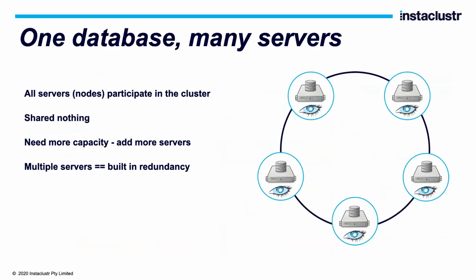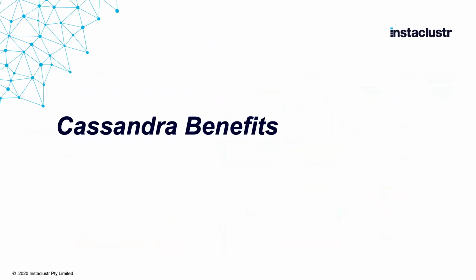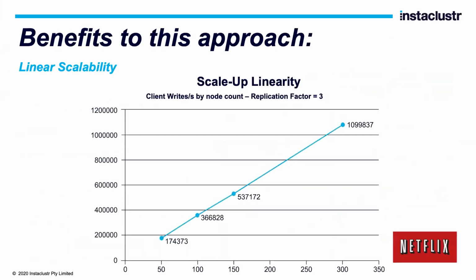So we have one database which handles many, many different servers. All nodes participate in a cluster. Everything is shared-nothing. And if you need more capacity, you just simply add nodes. Because everything's designed for multiple servers, it has built-in redundancy. Some benefits of Cassandra: it's a linearly scalable solution. As you add more nodes, you can add more reads and writes per second with a replication factor of 3.